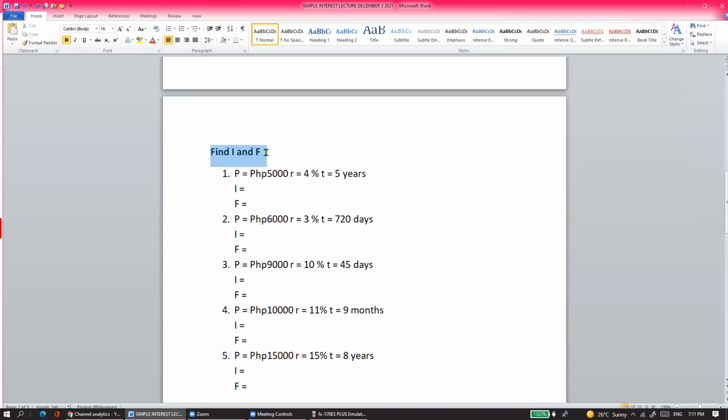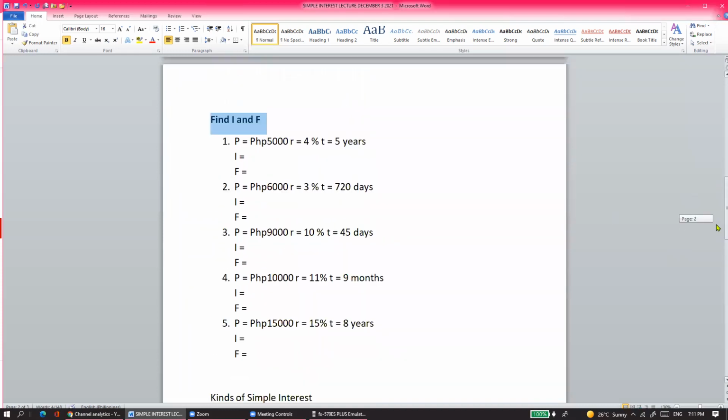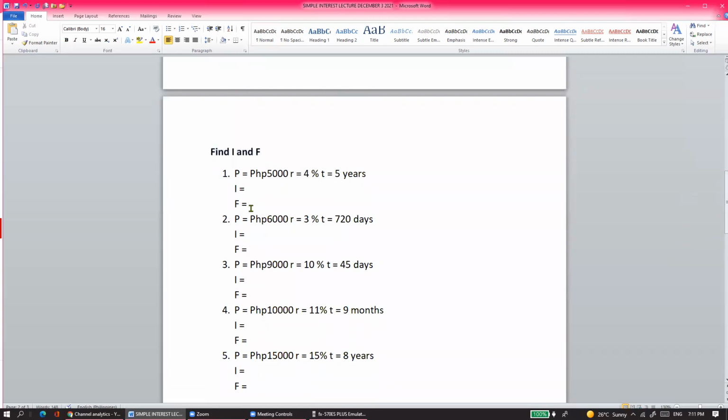So in this given case, we have 5 problems na ipinapahanap ang simple interest value at ang full amount in different situation. Situation number 1, meron daw capital investment or principal na 5,000 pesos. And then ang rate of interest is 4%. Ang time naman is 5 years. So we need to solve for the I and F. Same with number 2, iniba ko lang yung halaga ng piso or yung principal natin. It is amounting to 6,000 pesos. And then having a rate of interest of 3%. And then the number of days is equal to 720.